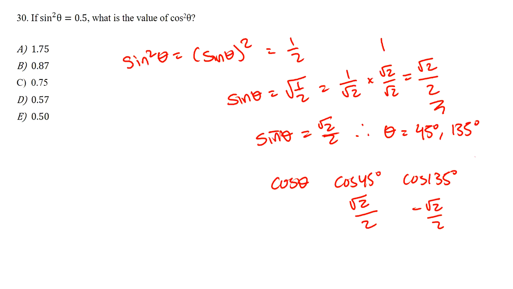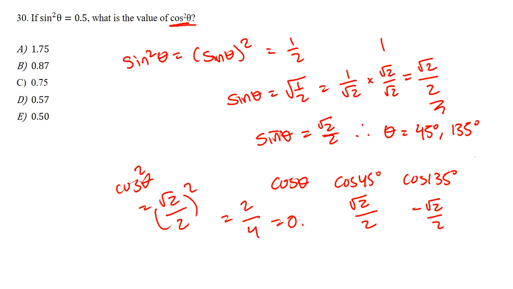Normally it would make a difference which one we choose, but we're trying to find the value of cosine squared theta, so we're going to end up squaring either one of these, so the negative will drop out and doesn't really matter. So we know that cosine of theta is equal to square root of 2 over 2, or negative square root of 2 over 2, but we're going to square it, because we want cosine squared theta, and that's going to give us square root of 2 squared is 2, 2 squared is 4, so that's 2 over 4, which is equal to 0.5, which is answer E.